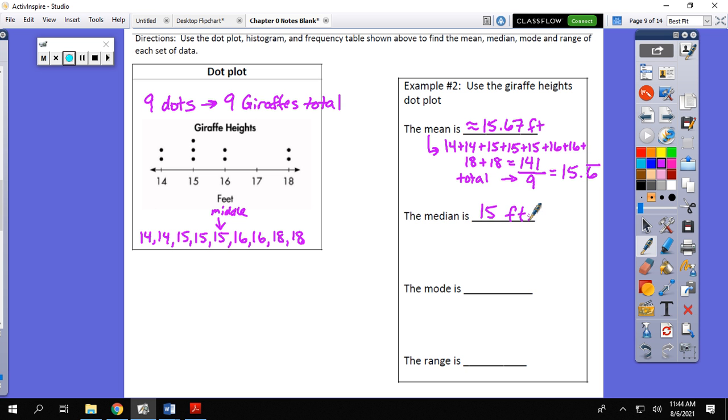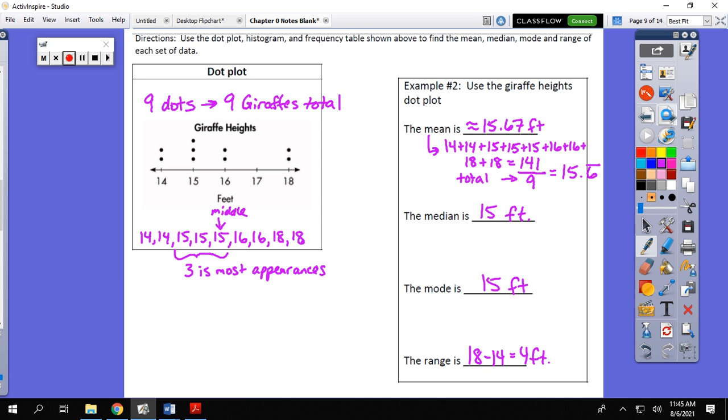Mode, there are 3 15s, which means that our mode is 15 feet as well. And our range is the biggest, 18, minus the smallest, 14, or 4 feet. So a dot plot is just a way to visually represent the data. It is very easy to calculate the mean, the median, the mode, and the range from that.